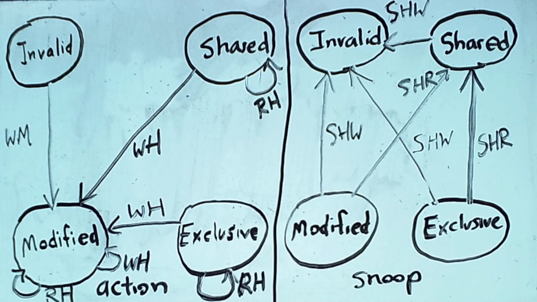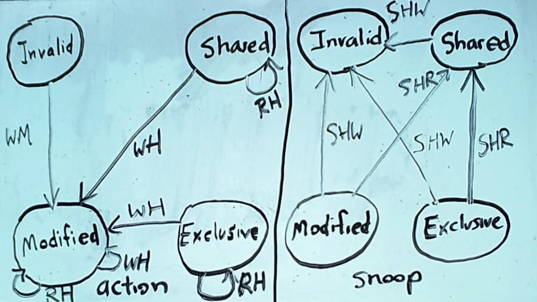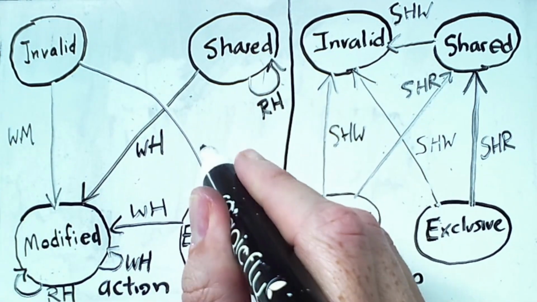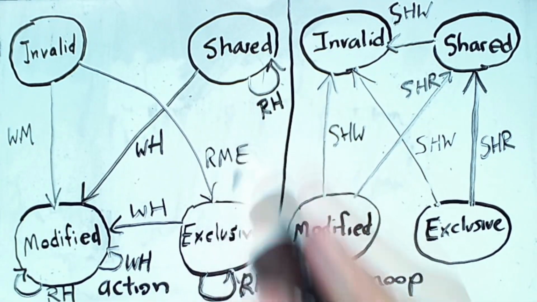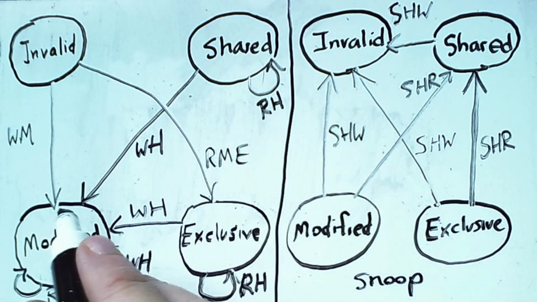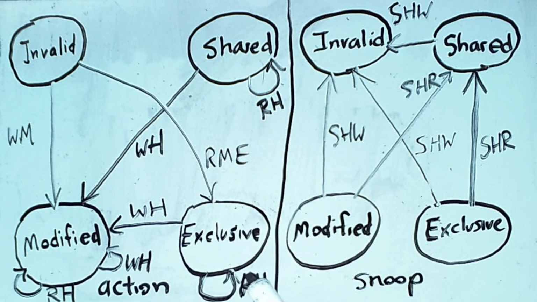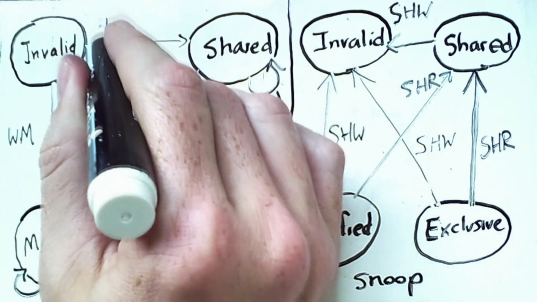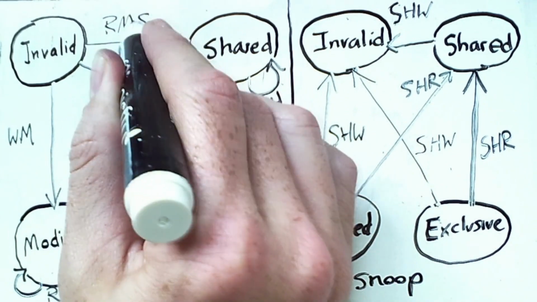Now, if we try to read the data and we're going from no other cache having it to this cache being the only cache that has it, then we will end up in the exclusive state. And so that is a read miss, but in the exclusive case. However, if we read some data that is in other caches, then we will go from invalid to shared, and that is a read miss shared.